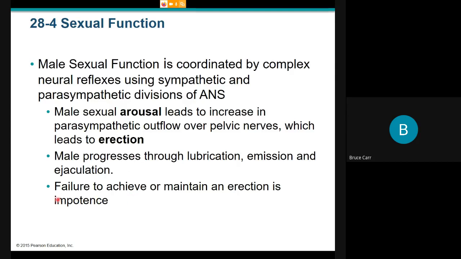And the term impotence actually refers to a failure to maintain an erection and be able to complete the sexual act.